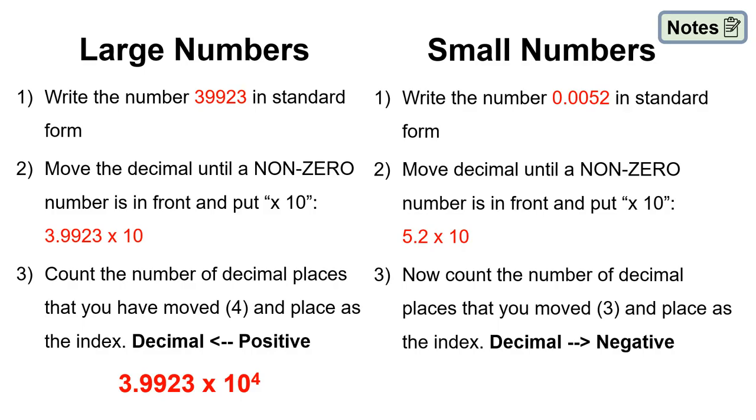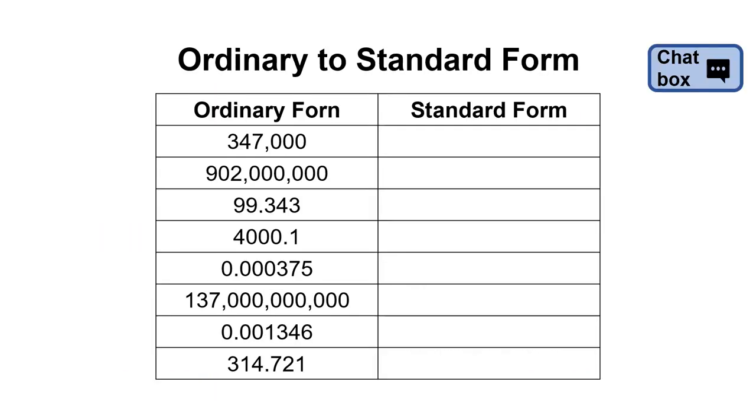But how many times did we move? We moved 3 places to the right. So we moved from 0, 0, 0, and 5. That's how we move the decimal place 3 places to the right. If we move to the right, the index becomes negative. The exponent becomes negative. So it is 5.2 multiplied by 10 to the negative 3 in this particular case.